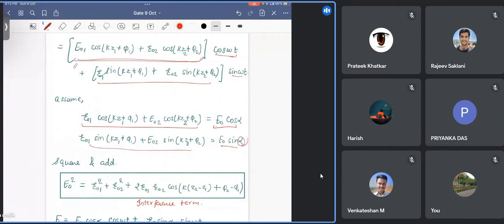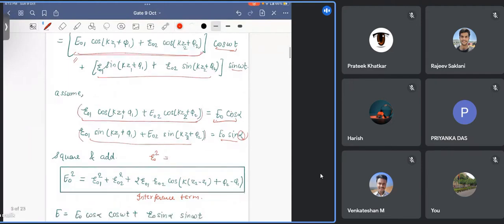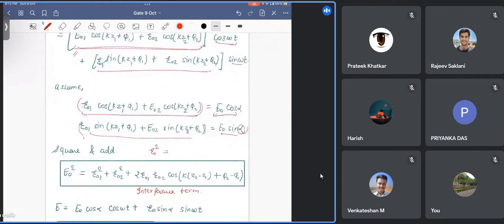If we take this term and this term, square them and add them, we will get E0 squared, because sin square alpha plus cos square alpha will become 1. Similarly, this term is squared and this term is squared. So E01 squared cos squared term plus E01 squared sin squared term becomes 1, so we are left with E01 squared. Similarly, E02 squared. And then there are cross terms also.